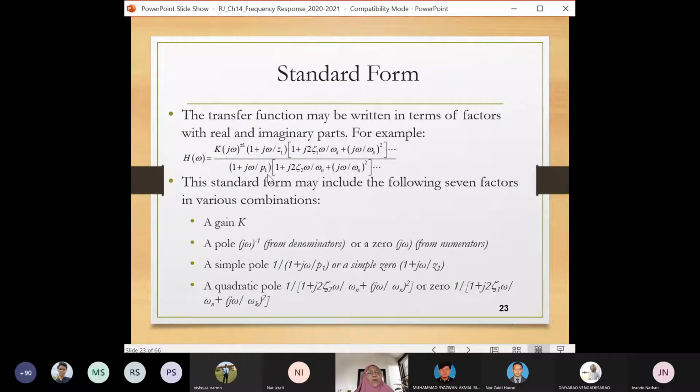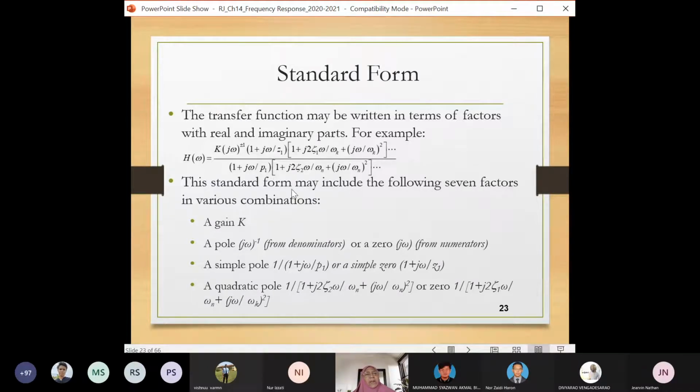1 plus jω over P1, multiplied by 1 plus j2ηω over ω_n. And at the bottom here we have P1, which indicates the poles, as it is the information regarding the poles. You put Z1 at the top because it gives you the zeros for the transfer function.